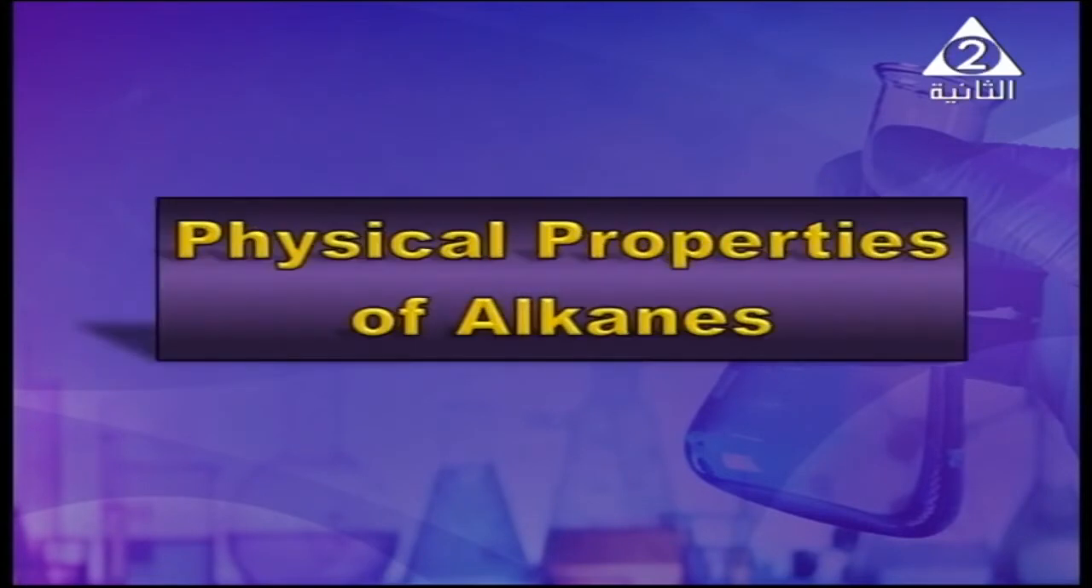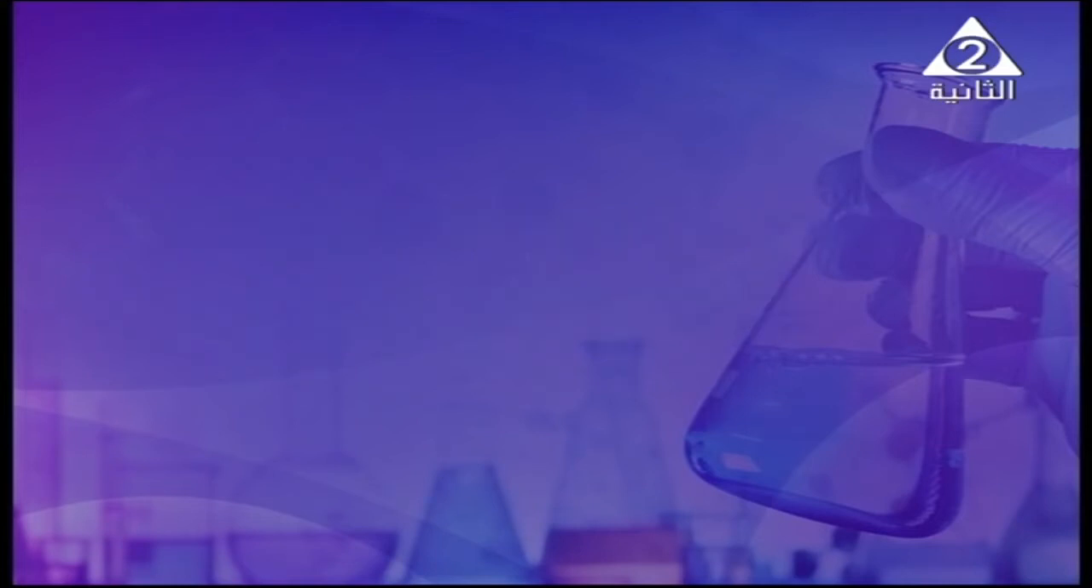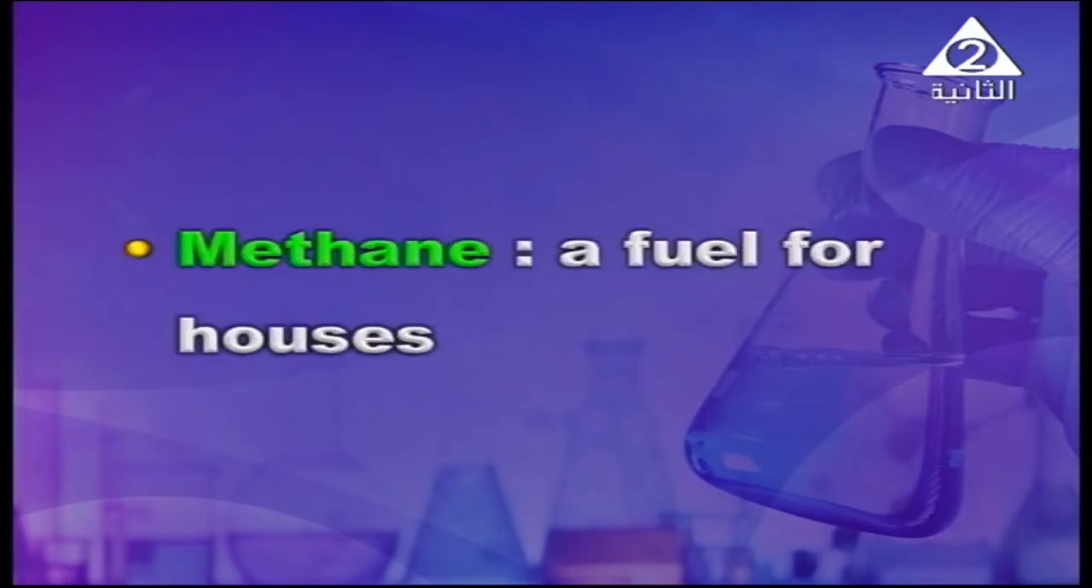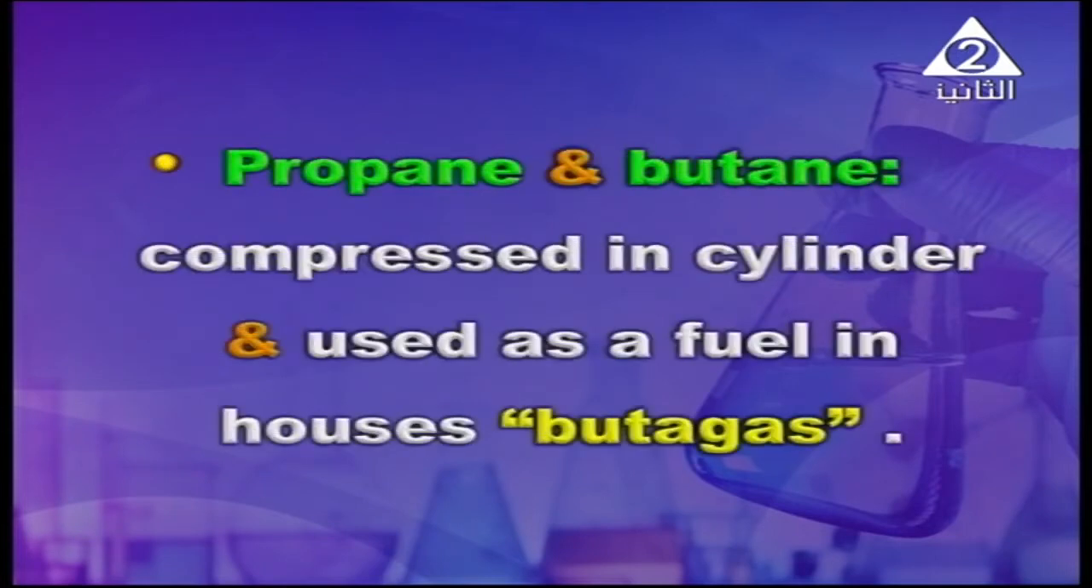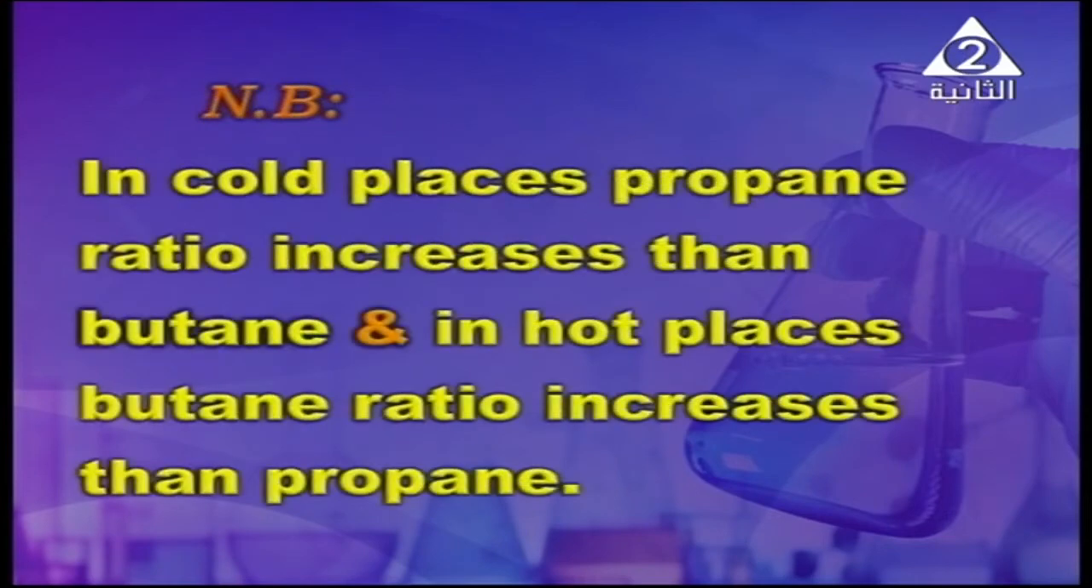Now we are going to discuss the physical properties of alkanes. The first four compounds, C1 to C4, are gases, and methane is a fuel for houses, and propane and butane compressed in cylinders are used as fuel in houses, called butagaz. And my dear students, notice that in cold places the propane ratio increases over butane, and in hot places the butane ratio increases over propane.